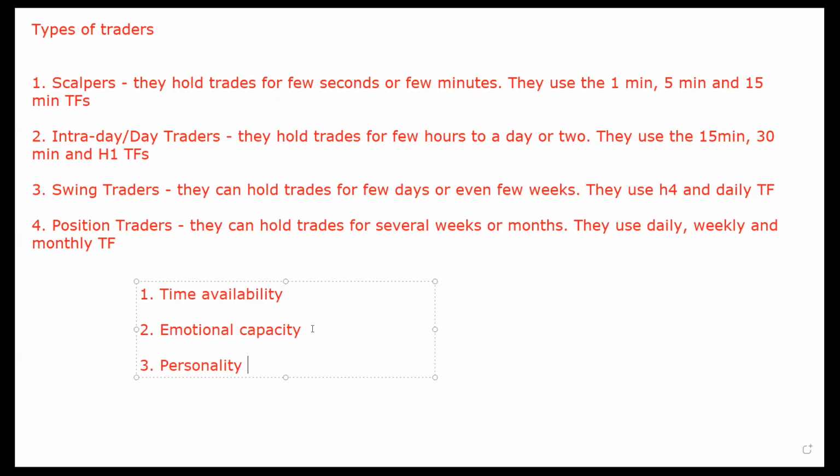So these three things are really very important when it comes to choosing how you want to trade. All right. So time availability, emotional capacity, and your personality. Okay. Very, very important. All right. And so that's where I'm going to stop for today.